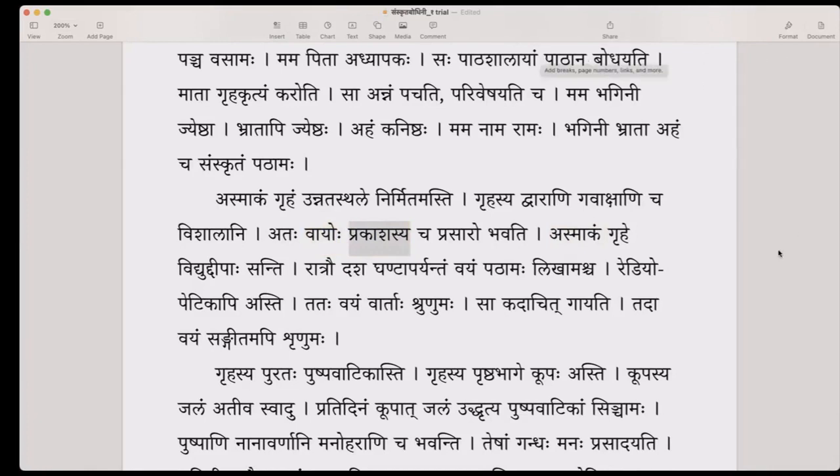Asmakam grihe vidyut deepaha santi. Asmakam grihe, in our house, vidyut deepaha. Vidyut is usually lightning, but when you attach it to deepaha, vidyut deepaha means electric light, tube light. Vidyut deepaha santi, there are electric lights. In Tamil, min vilakku. Minnal is lightning.